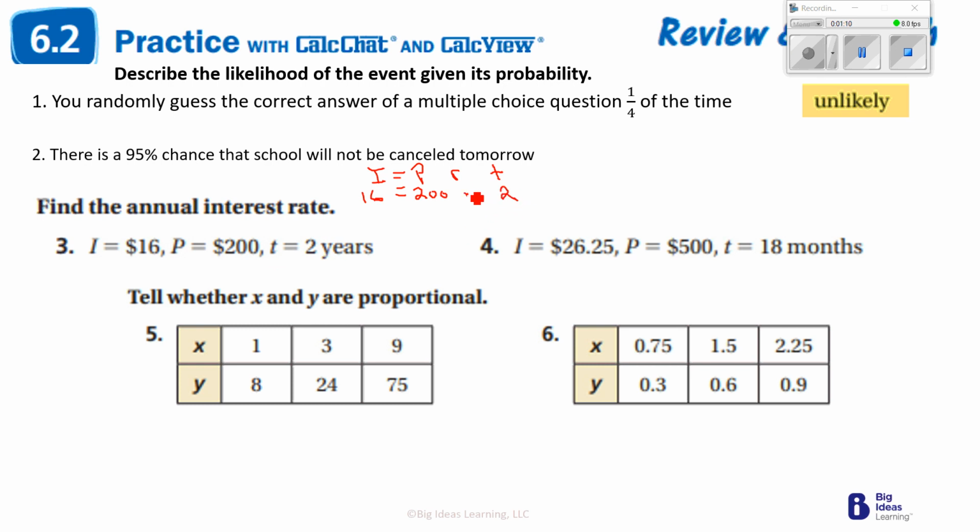So we're looking for the rate. I know that 200 times 2 is 400, so I can change this to 400R equals 16. I know to get 400 away from R, I'll have to divide it away. Whatever I divide from one side, I divide from another. Now I got 16 divided by 400.